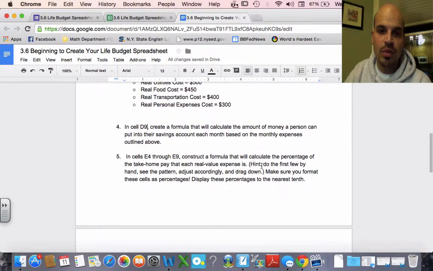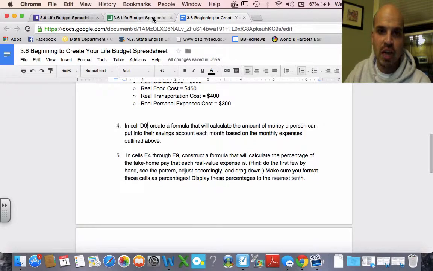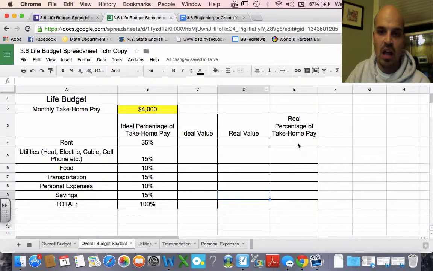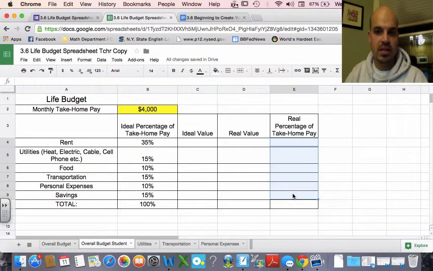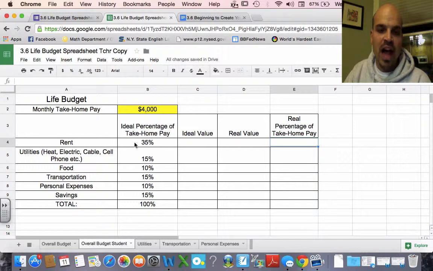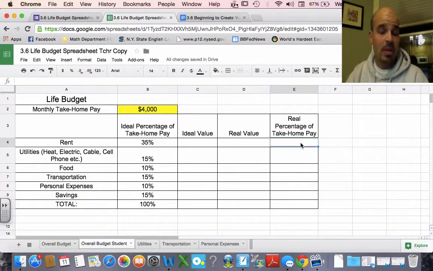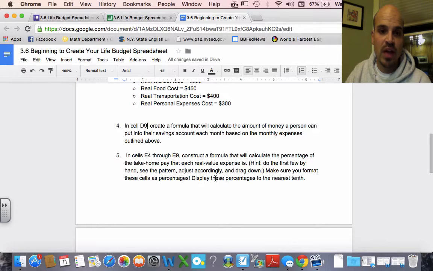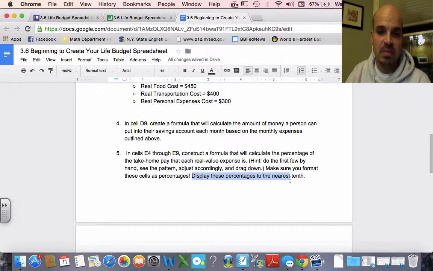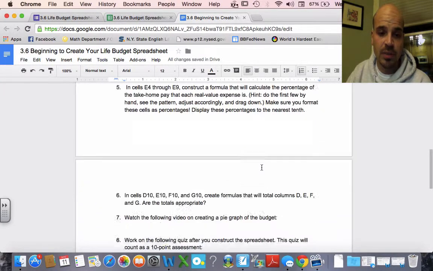In E4 through E9, you're going to be constructing a formula that will calculate the percentage of take-home pay of your real-life expenses. So in reality, your rent is not necessarily going to be 35% of your take-home pay. It may be more, it may be less. It'll probably be more. And so you're going to calculate formulas in here that will do that for you. And you're going to display these percentages to the nearest tenth. I should also say any money amount you're going to display in dollars.